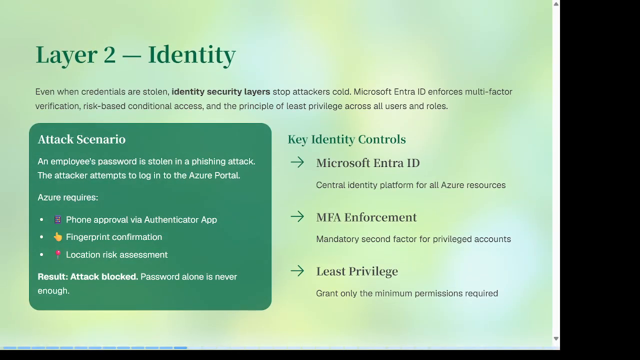Layer 2, identity. This is one of the most important layers in modern cloud security. Even if credentials are stolen, Azure is still protected. Why? Because identity security is not based on passwords alone. It is based on multiple layers of verification and trust signals. What does the identity layer do? The identity layer ensures that only legitimate users and services can access Azure resources.